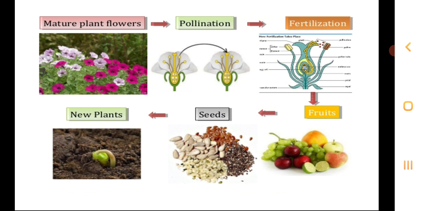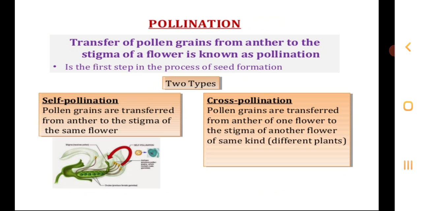Now this is a clear picture of how sexual reproduction takes place in a flowering plant. A mature plant flowers. After that, which process takes place? Pollination. After that, fertilization takes place, which produces fruits. From the fruits, the seeds are produced. These seeds are sown, and again a new mature plant develops. Let us discuss pollination. Transfer of pollen grains from anther to stigma of a flower is known as pollination. It is the first step in the process of seed formation.